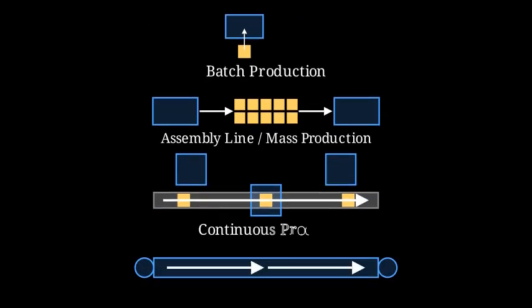Fourth, continuous process. Here, the product flows without stopping. Think of oil refining, chemical processing, or water treatment. The system runs all day, and the output is steady. In the diagram, notice the pipe and the flowing arrows.